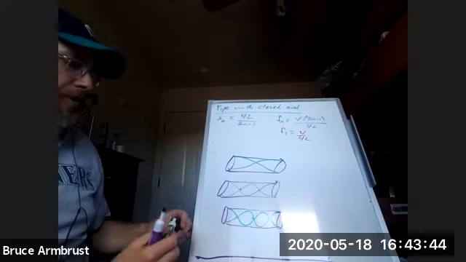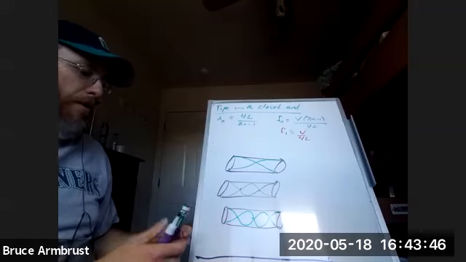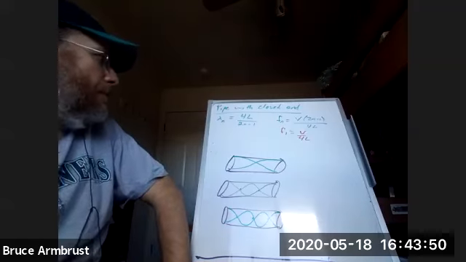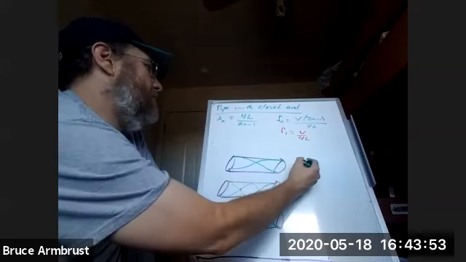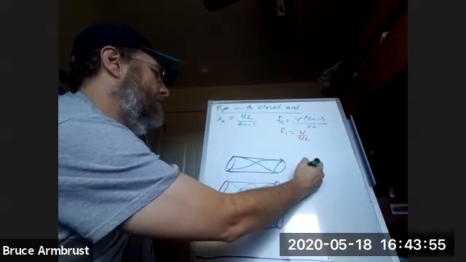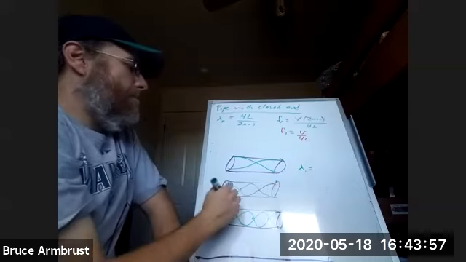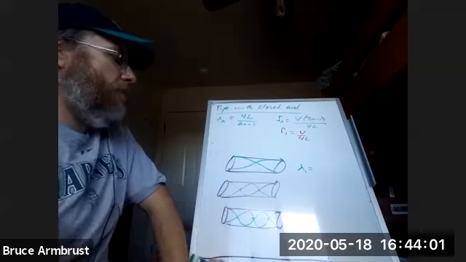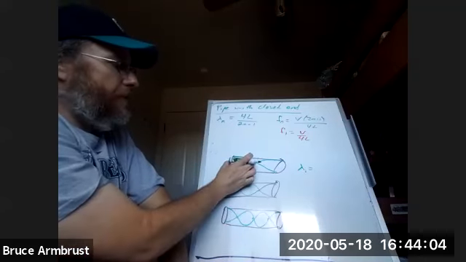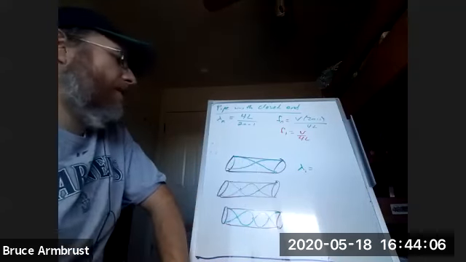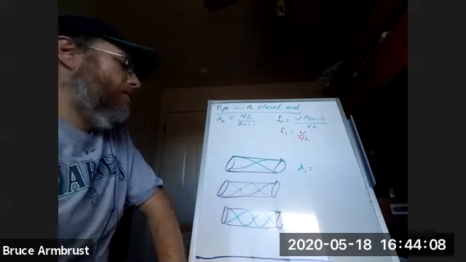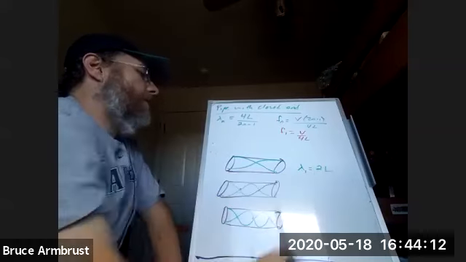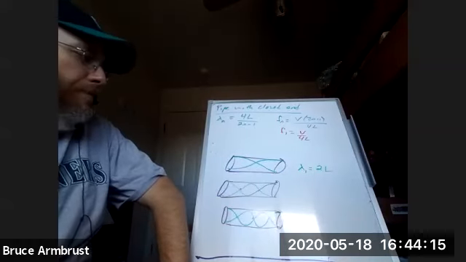So it would look like this, and so on. All right, well, let's see if we can build our frequencies here. So the allowed wavelengths, this one, lambda 1. If we look at this, we've got half of a wavelength. Remember, node to antinode is a quarter, so I've got half a wavelength. So that means that my wavelength is twice the length of the pipe.